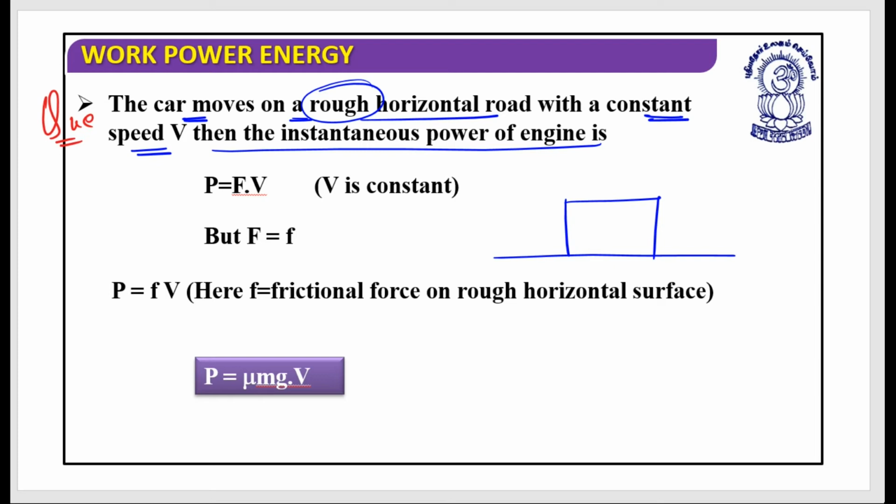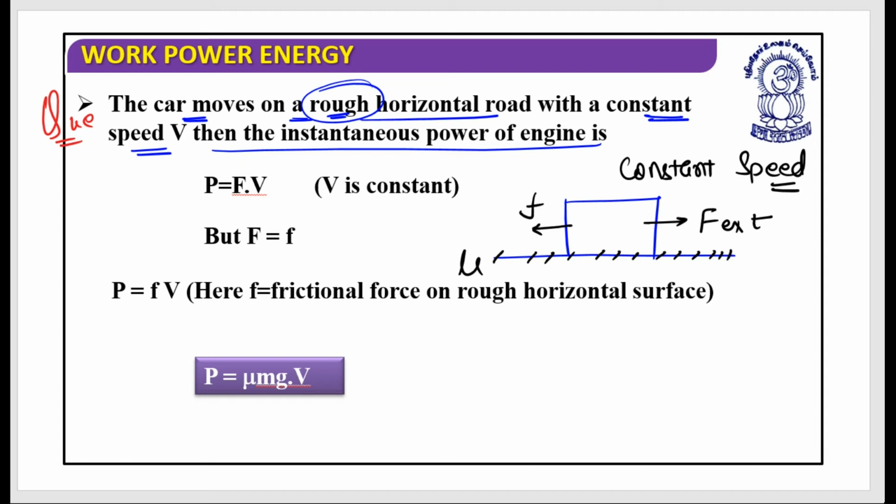Because this is not a smooth road, it is a rough road. So as it is a rough road, it must have friction over here. Let's say the coefficient of static friction over here is mu. So what you need to do is, it needs to move with constant speed, and when it needs to move with constant speed, this is the external force required, which can just balance this friction force.